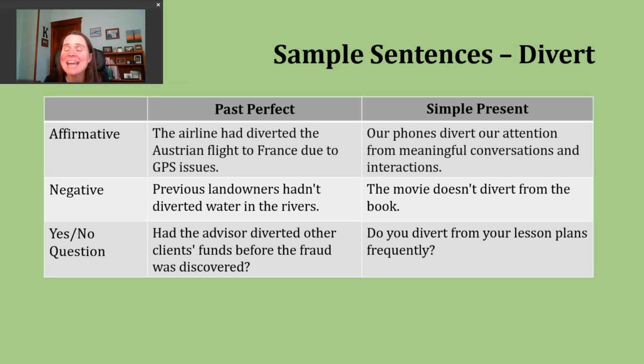Now, let's look at making negative past perfect sentences. To do this, you start with your subject, then use had not, and then the participle form of the verb. You can also use the contraction hadn't, and then the participle. Here's an example of that. Previous landowners hadn't diverted water in the rivers. So this is another common example with the verb divert. So remember our kind of redirecting resources. That would be an example.